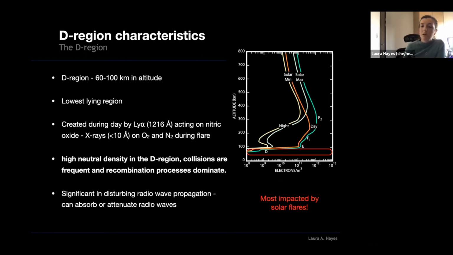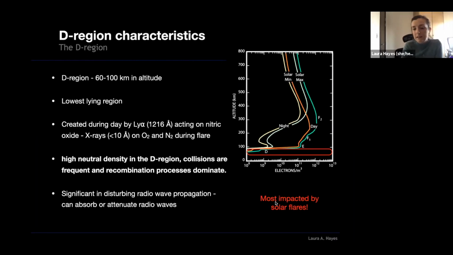So if you think of things that are reflected higher up in the altitude of the ionosphere, everything has to propagate through the D region. Any radio wave propagating through a region that has a high collisional frequency and is more ionized than normal is going to either absorb your radio wave or at least significantly attenuate it. So it is this lowest lying region that we really need to care about and think about.